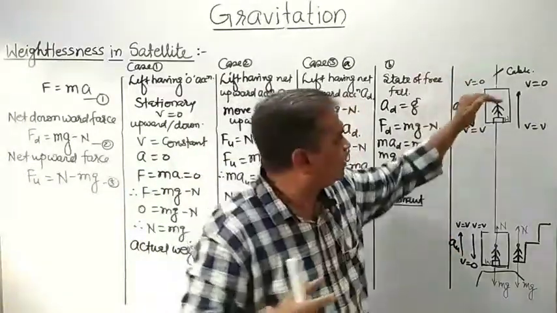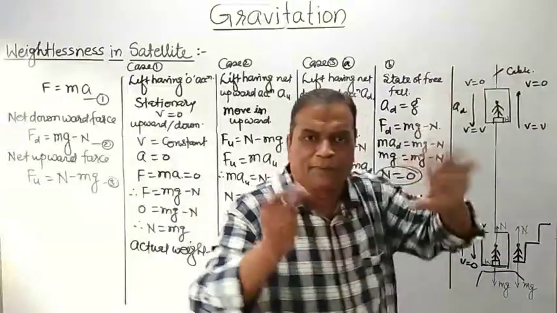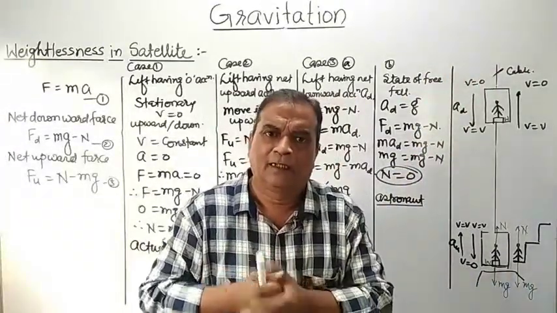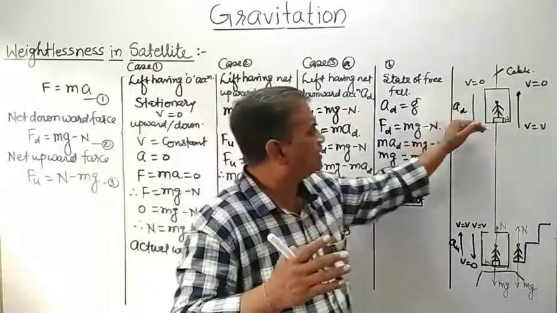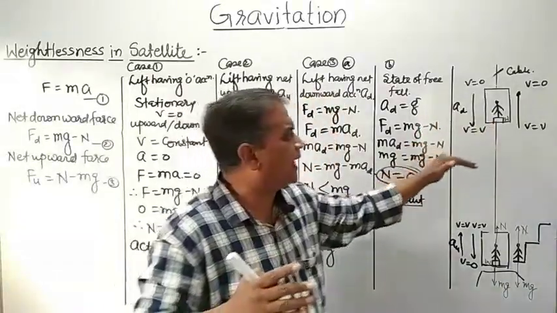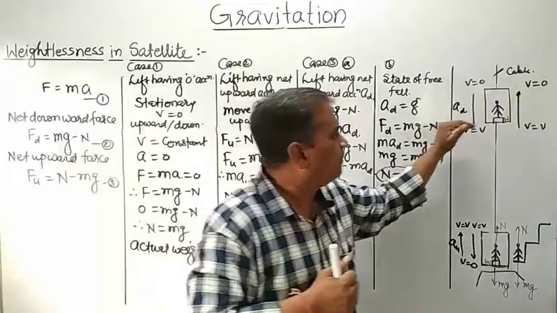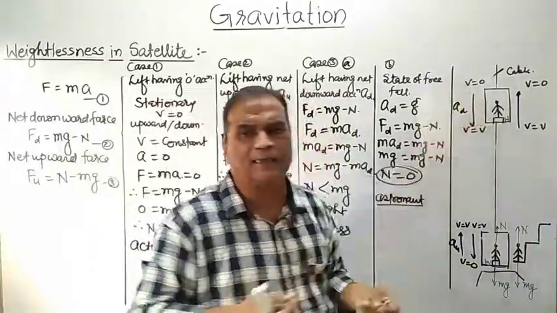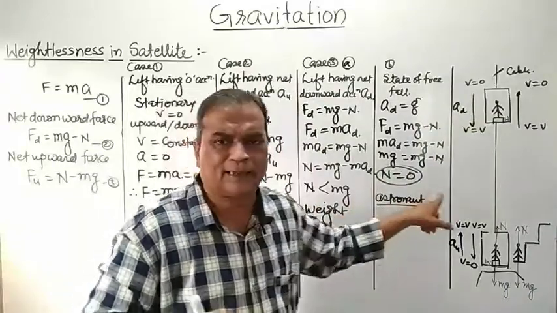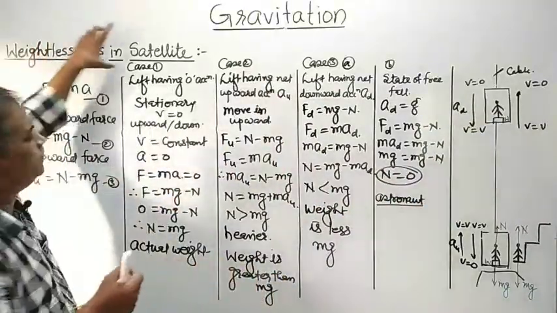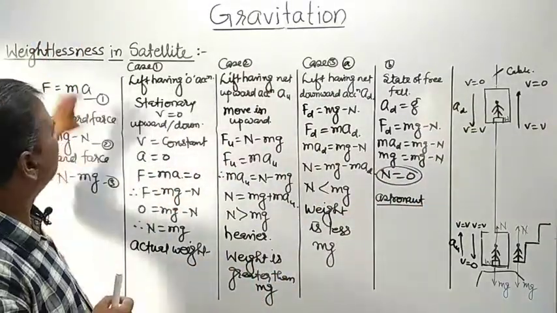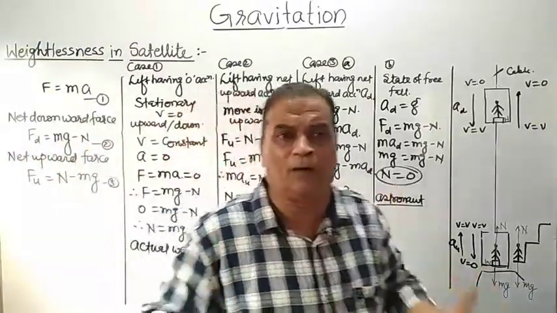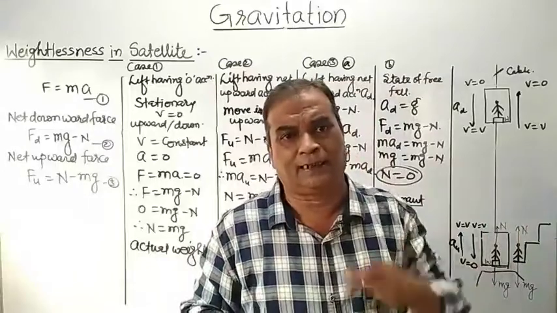Whenever the cable of a lift is broken and the passenger is falling freely under gravity, no normal reaction is acting on that passenger by the floor of the lift, so that's why that passenger has a feeling of weightlessness. And this is the heading of our topic of discussion: under what condition a person will have a feeling of weightlessness.